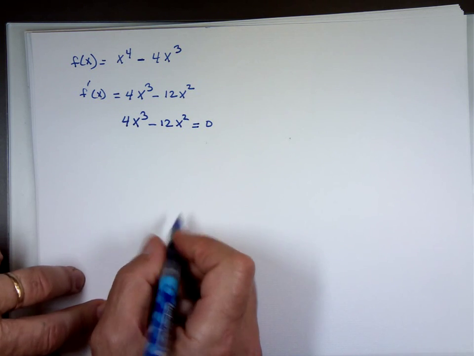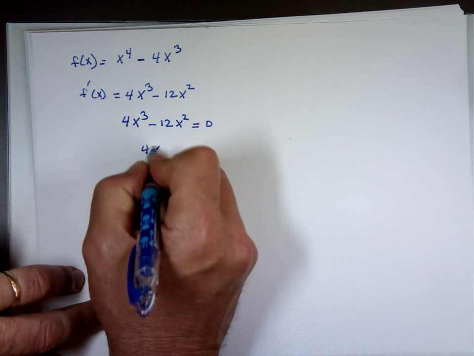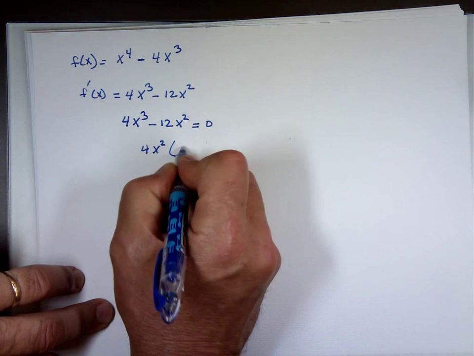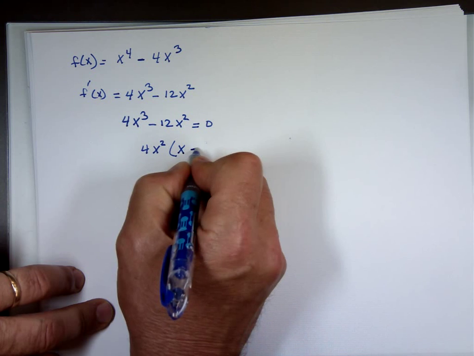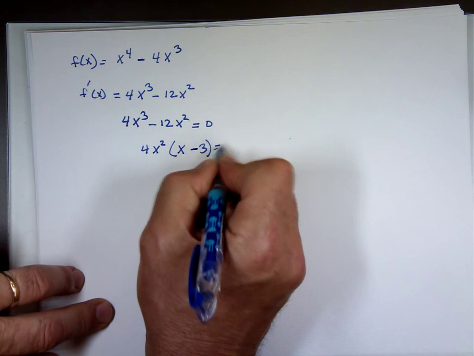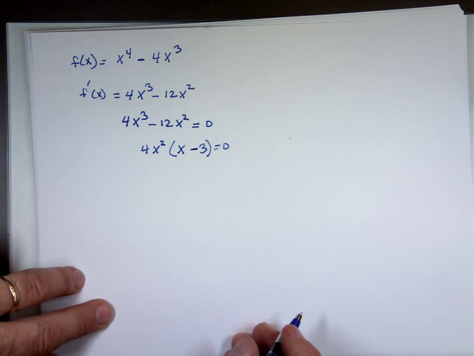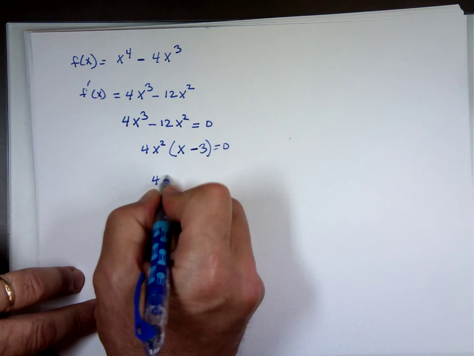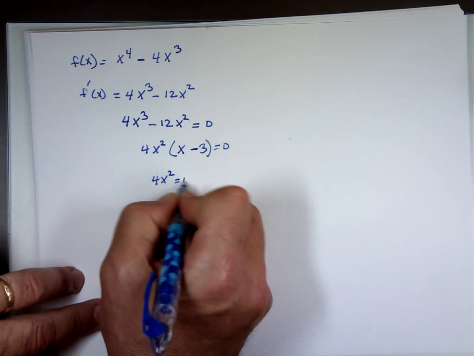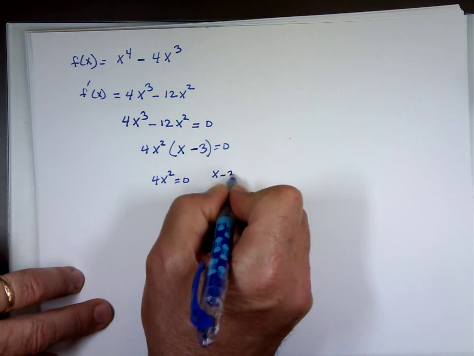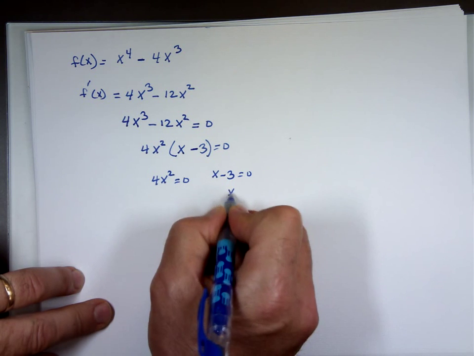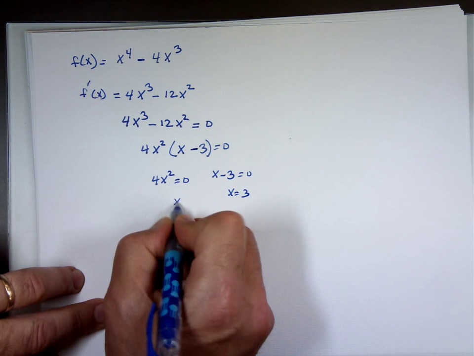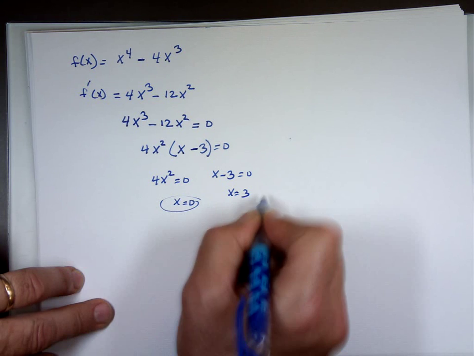I can factor 4x squared out. What do we have left? X minus 3. Set each factor equal to 0 and solve it. X equals 3, x equals 0. So we get two critical values.